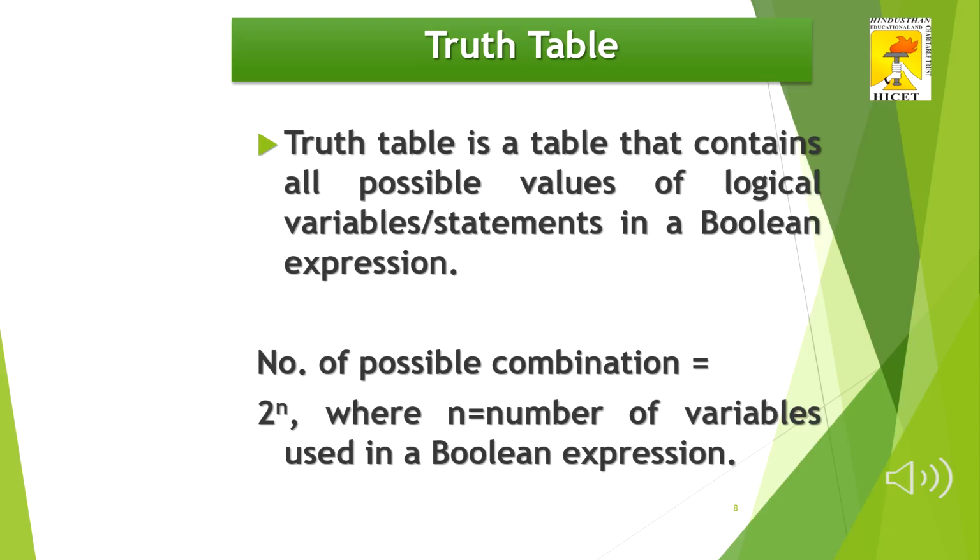So next is the truth table. So what is a truth table? A truth table is a table that contains all possible values of logical variables and statements in a Boolean expression. We already saw how to write the truth table for AND, OR, and NOT, right? So the truth table represents the input values and the output values. In a truth table, how do we find the possible number of combinations? The formula is 2 power n, where n represents the number of variables used in a Boolean expression. That means how many inputs you are giving. According to that, the truth table combinations will appear. Clear?